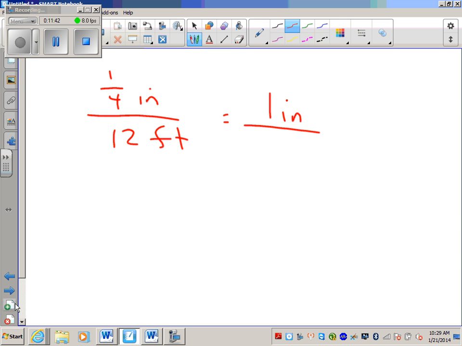How would I get from 1/4 to 1? How many fourths equal 1 whole? 4. So if I multiply the top times 4, I would multiply the bottom times 4 and get 12 times 4, 48. These are the same. It's the same.